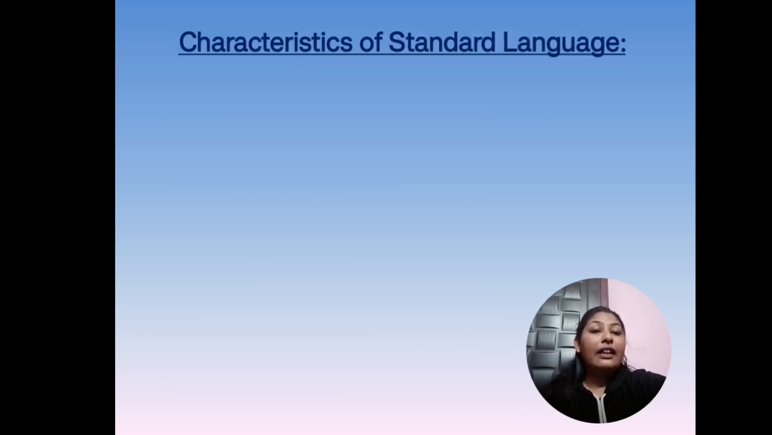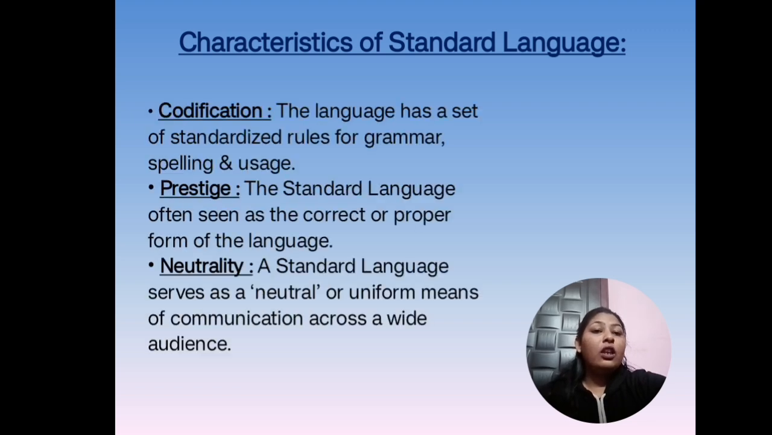There are some characteristics of standard language. The standard language has a set of standardized rules for grammar, spelling, and usage. It is often seen as the correct or proper form of the language. It serves as a neutral or uniform means of communication across a wide audience.